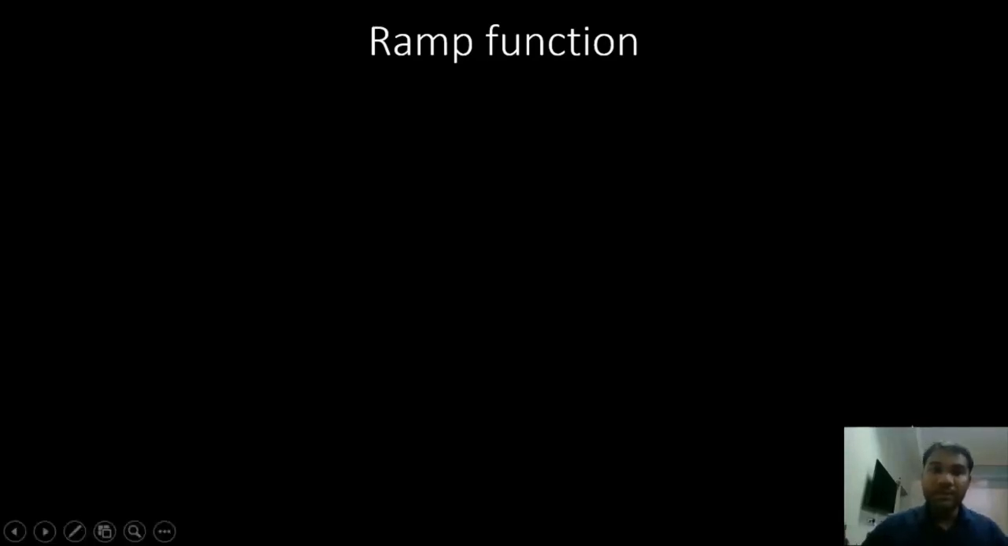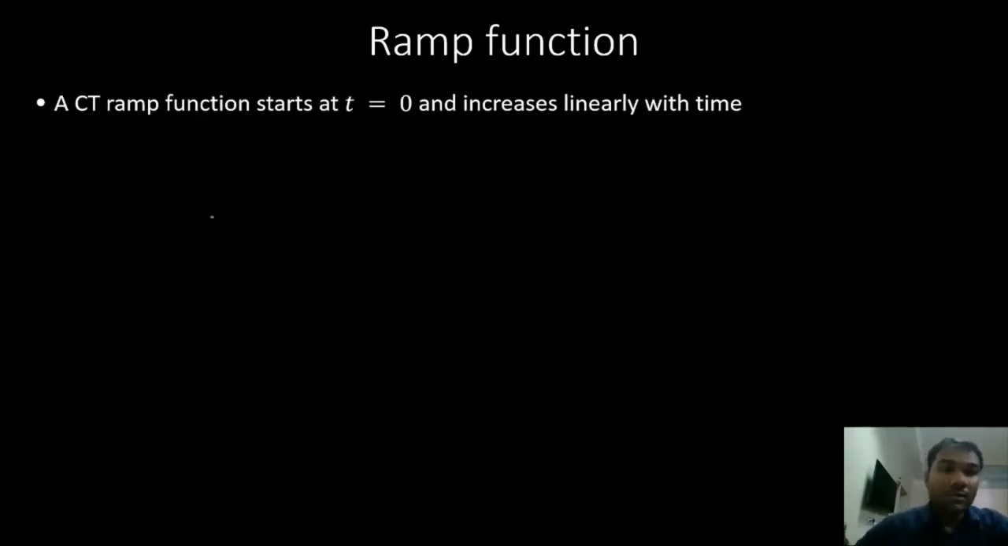The next elementary signal is the ramp function. So first we'll see what a continuous time ramp function is. The continuous time ramp function starts at t equals 0 and increases linearly with time. That means as time increases, the ramp function also increases.